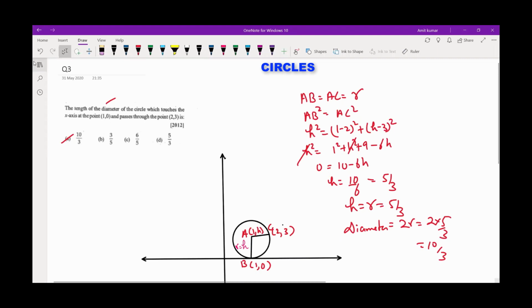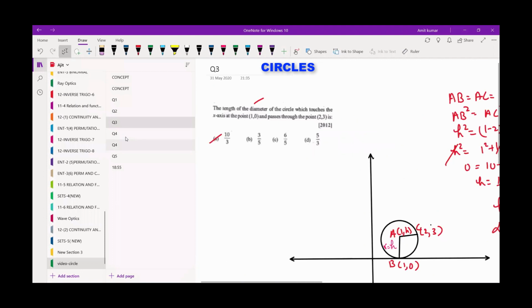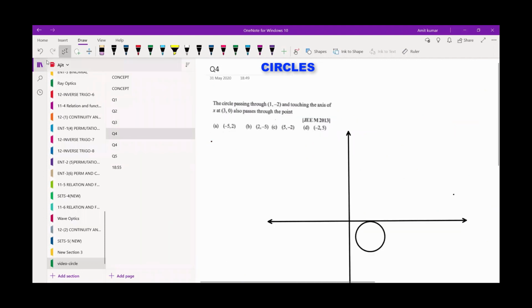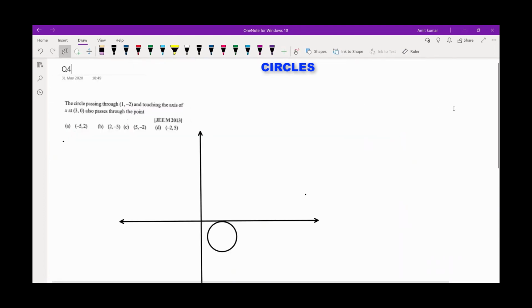Now a few more applications. In this question, the circle is passing through 1 comma minus 2, and 1 comma minus 2 is in the fourth quadrant. So this point is 1 comma minus 2, touching the x-axis at 3, 0. So that means this point is 3, 0.